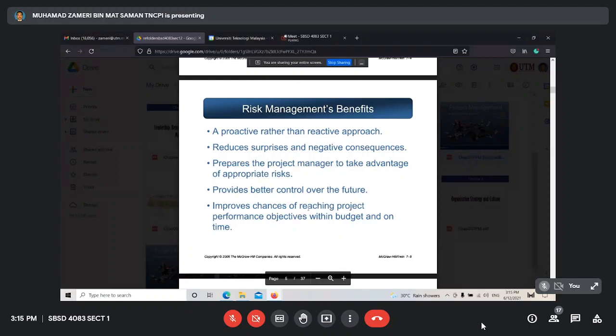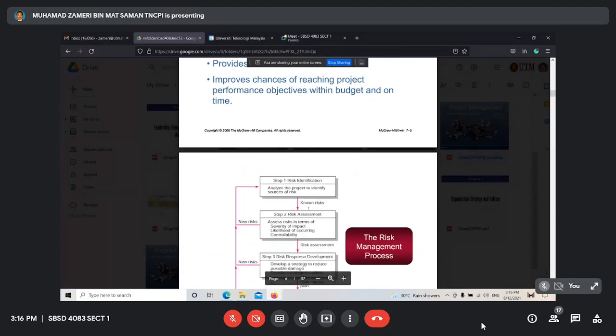Okay. And then a risk management benefit is to provide better control over the future. So if you know the risk and you already prepare how to overcome that risk, I think your project, yeah, you don't face any problem in the future, you know. So this is the benefit of risk management.